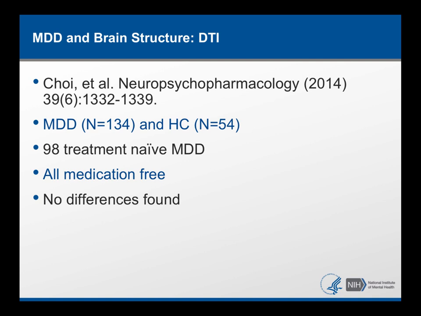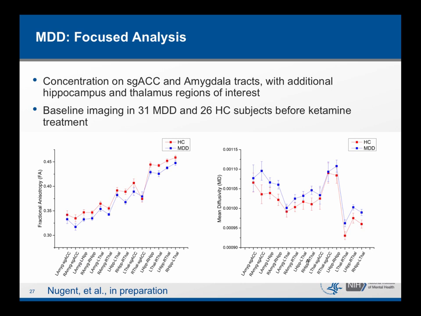And a more recent study, a fairly large single study, looking at 130 depressed subjects, 98 of which were treatment naive, and 50 healthy controls, all medication-free, found no differences in diffusion tensor metrics. So because looking at the whole brain has been somewhat disappointing, in our mechanism of action study, we decided to look more focally and think about regions to look at, or think about tracks to look at that connect regions that we're very interested in.